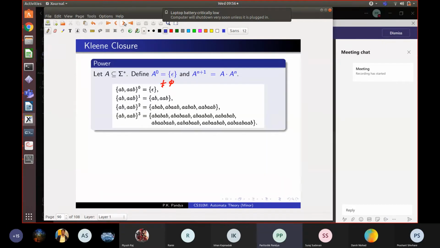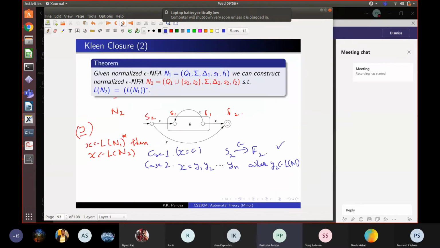Where was I? Right. This is the second case, and what I am claiming is that there is such a word. Now, how do I accept this word X in my automaton N2? Can anybody tell me what kind of accepting run I can generate, which will take me from S2 to F2 on this word X? So I will write that run below.